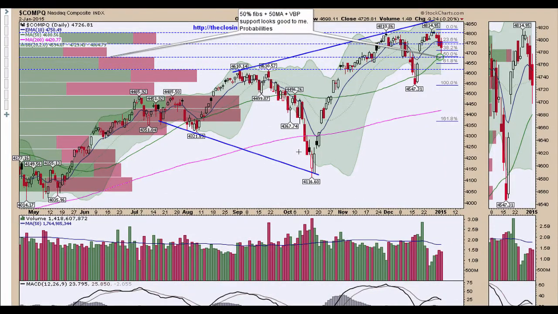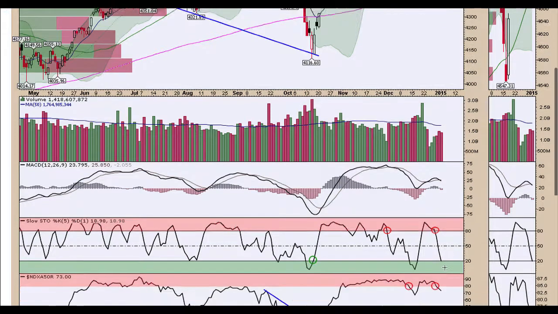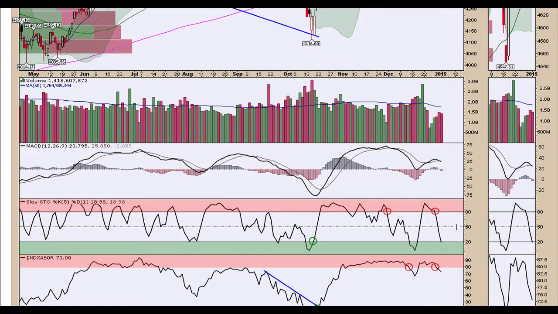Now with regard to the COMP, you see some notes that we put down here on Friday. We had this volume by price pocket right here. We bounced right at that level. We tagged the 50% level, and we have the 50 period moving average moving up as well. Bollinger Bands are flat, so this could go either way. Note MACD 12 26 9 did go somewhat negative on Friday, but it's a very tepid move to the downside with slow STO already in oversold territory. So we could see this turn back up on Monday.